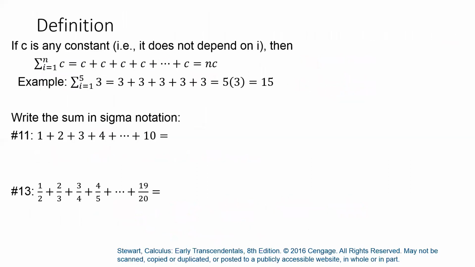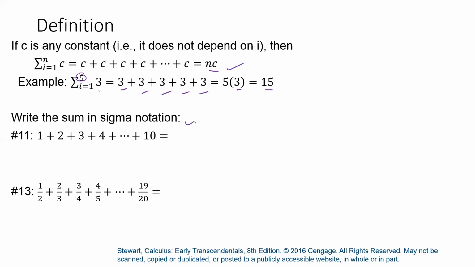Now this is another definition. If c is a constant, and you are adding the same number n times, it is basically n times the constant that you're adding. For example, the sum from 1 to 5 of the constant 3. I'm adding 3 from 1 to 5, that's 5 times: 1, 2, 3, 4, 5. So it'd be 3 plus 3 plus 3 plus 3 plus 3, which is the same as n, 5, times the constant, which is 15. And that is for that definition.